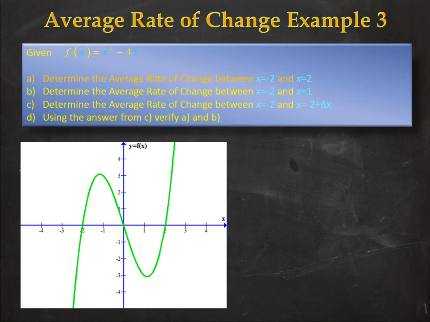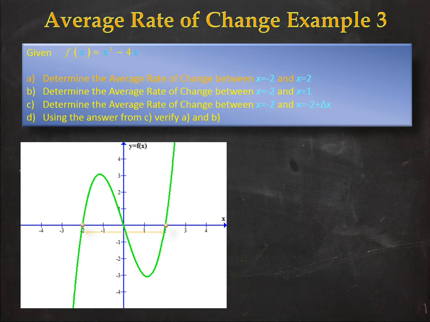So the first question, that is letter A, says determine the average rate of change between the point x equals minus 2 and the point x equals 2. Well, the first thing I'm going to do is put the point x equals minus 2 and the point x equals 2 on my graph. Now you can recall that the average rate of change is the slope of the secant, that is the line joining those 2 points. That is, I need to know the change in the value of the function and the change in the value of x.